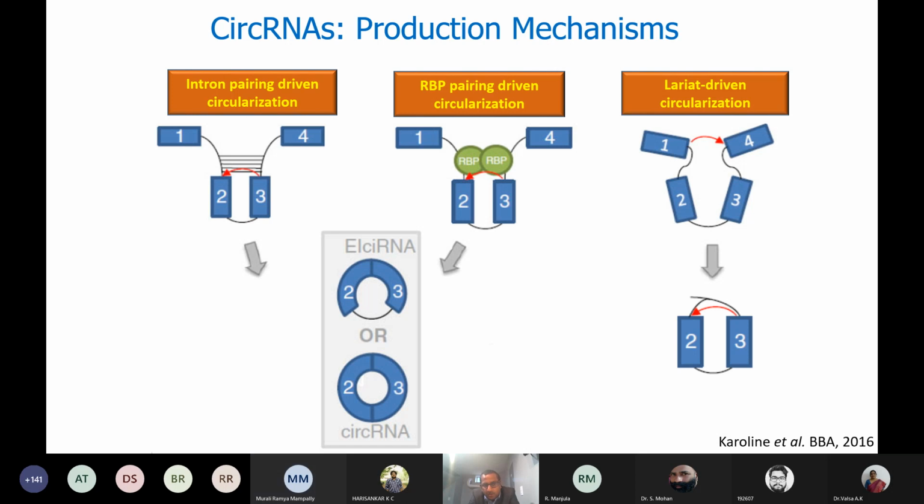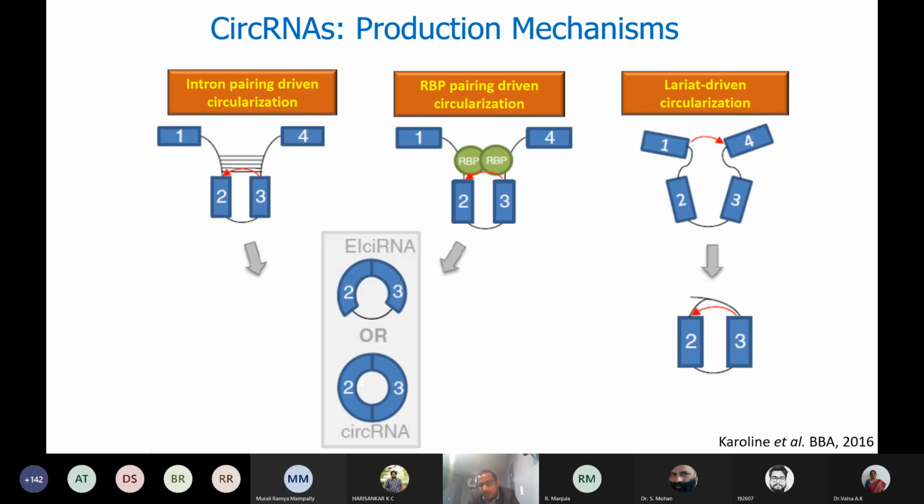So this blue color bar, these blocks are the exons, and these black lines are the introns. So these complementary sequences help in the circularization of the RNA. They bring the RNA into a closed moiety, and they help in the circularization of the RNA. Likewise, RNA binding proteins also bring these complementary sequences into close proximity, and they can help in circular RNA biogenesis.